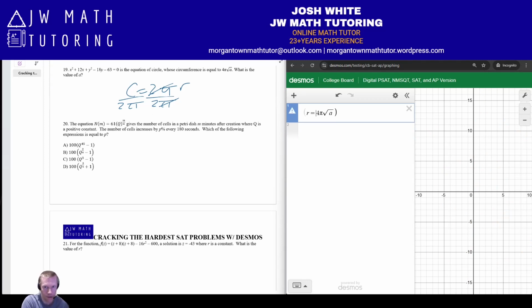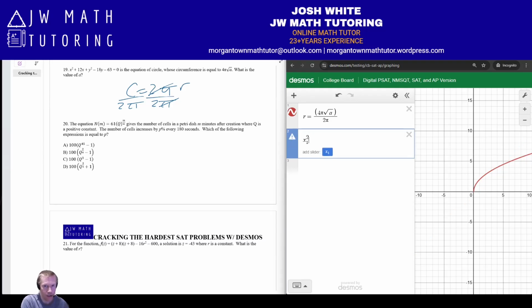and then divide that whole thing by 2 pi. All right. So I've set r equal to that. Don't worry about whatever it shows on the screen. Then I'm going to go ahead and do my regression, with x1 and y1. Notice this one's already set equal to 0, so that's fine. And then I'm going to regress it to basically standard form.